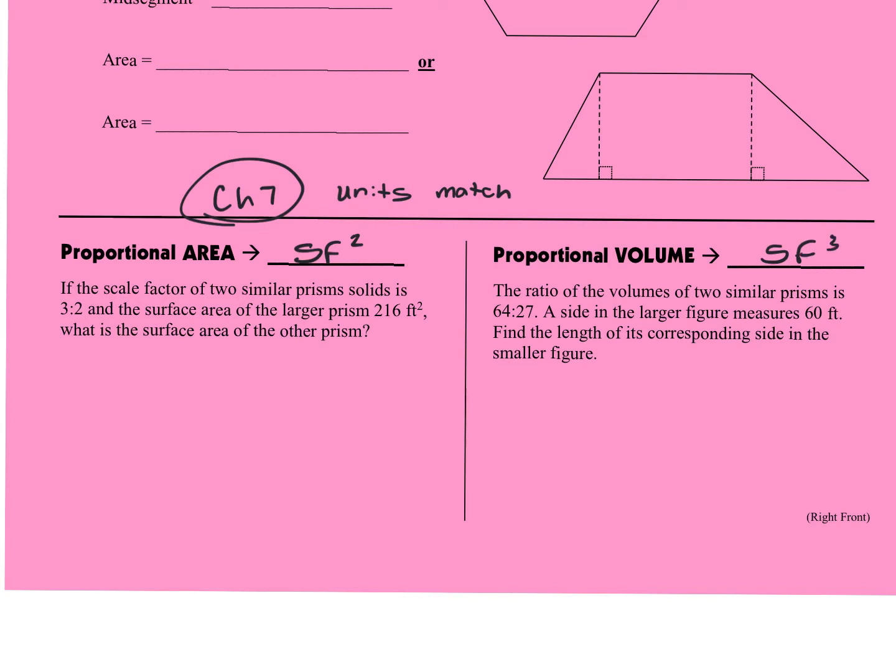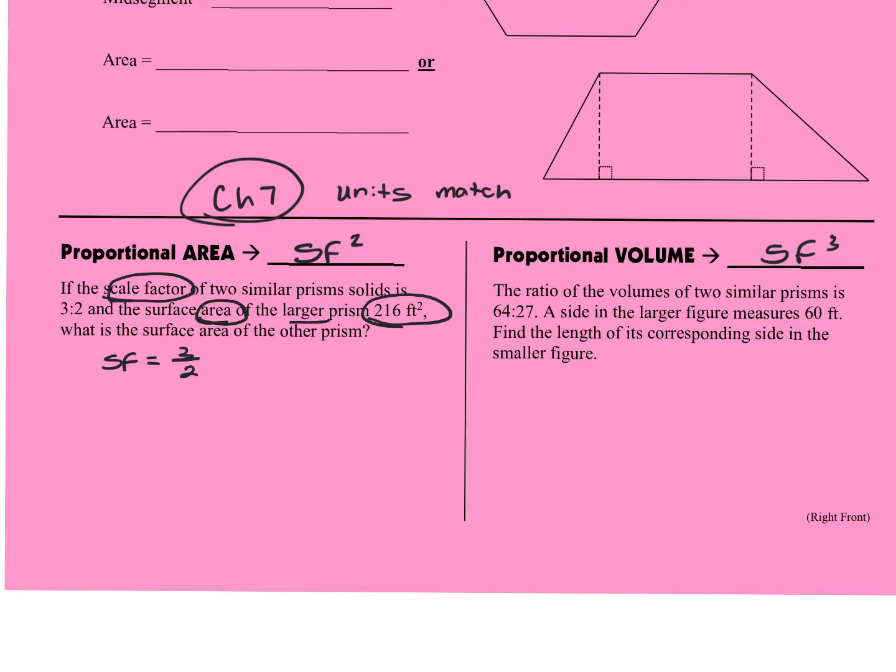So let's take a look at an example here. We're given that the scale factor of two similar solids is going to be 3:2. So we always want to find what we're given. So we've got our scale factor here, and we can go ahead and write that down. Scale factor is 3:2. Now it's written in that colon format, but you can write it as a fraction as well. We're also told that the area of the larger prism is going to be this 216.